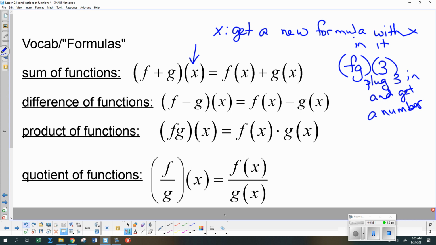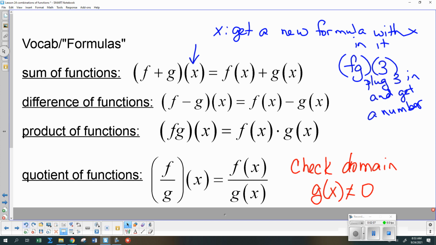When we do the division one, we do have to be careful. We have to check for the domain and make sure g of x isn't 0. If g of x was just by itself, it'd be okay for it to be 0. But if we start dividing by it, if we put it in a denominator, we have to make sure it isn't 0.